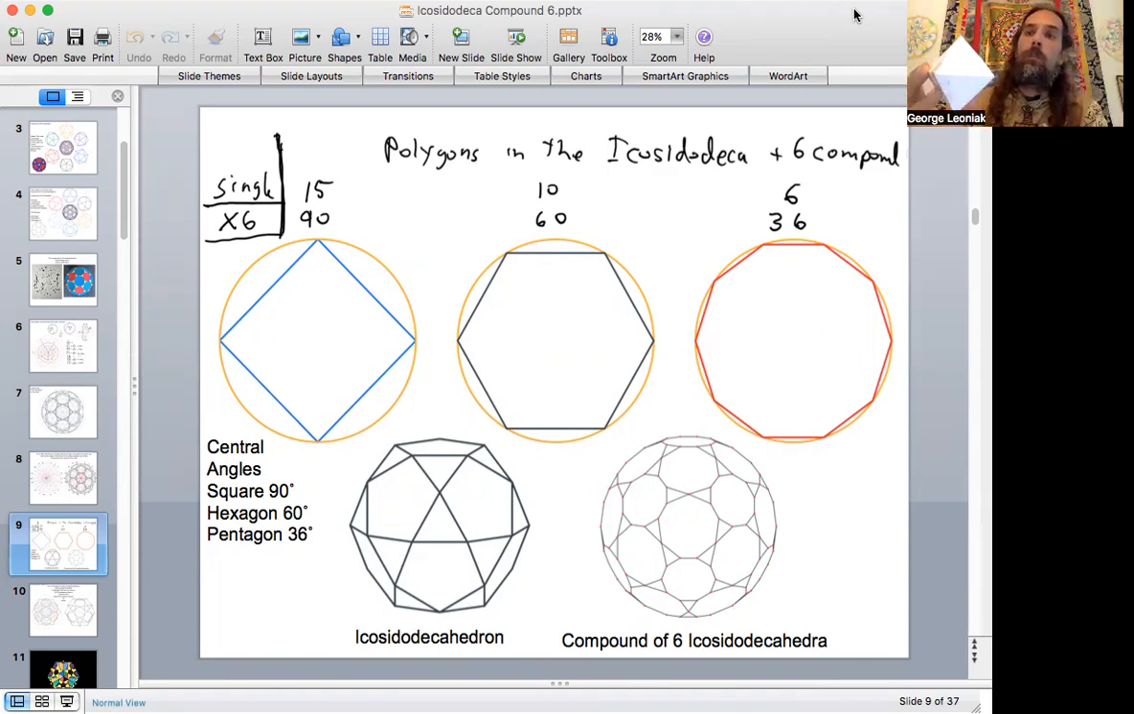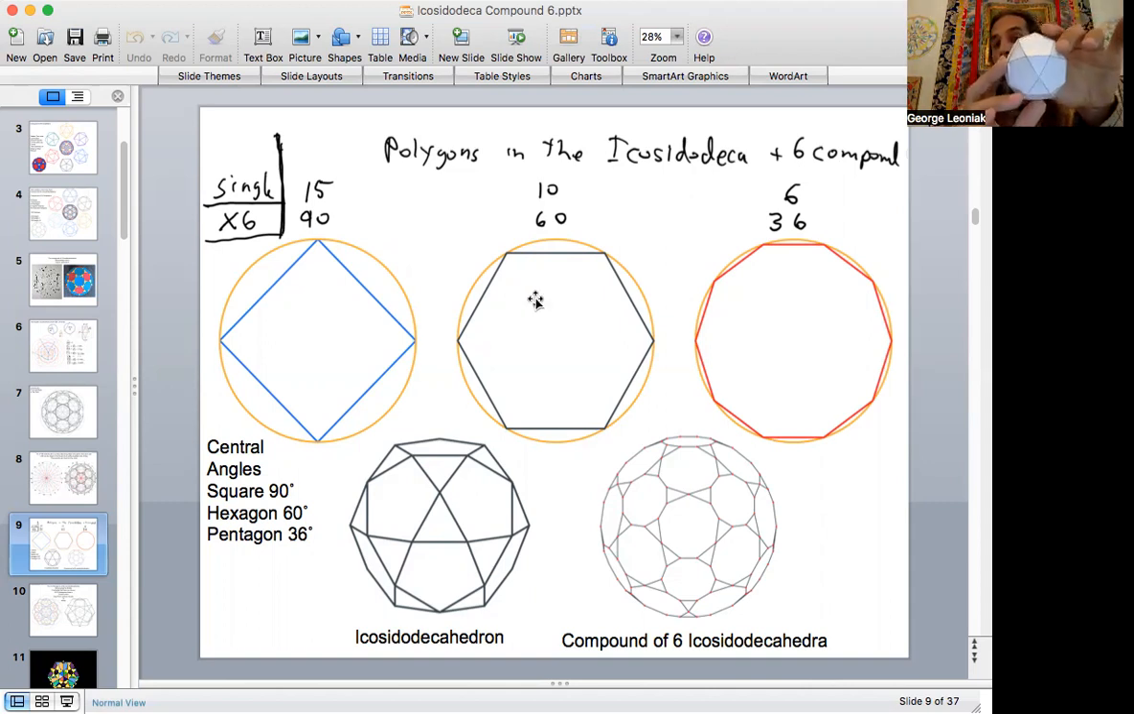And this form, of course, is basically just made up of 3 squares. 1 square, 2 squares, and there's the other square. So we've got 3 squares in there. So that means that there are 15 squares in this. Now, if I then say, hey, how many are in the big compound of 6? That gives us 90. Okay.